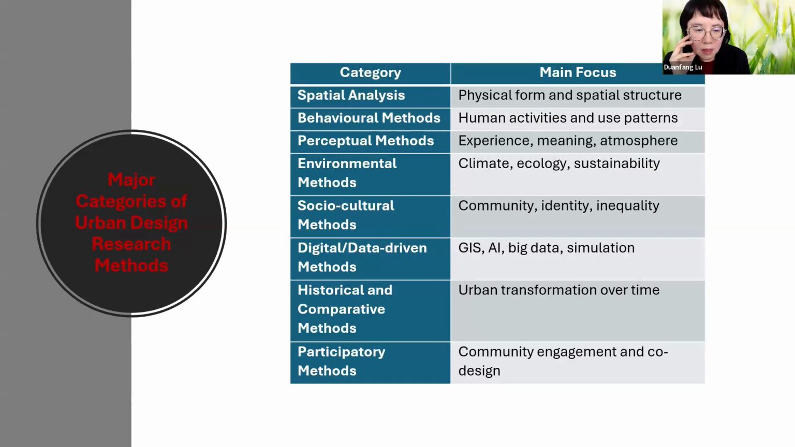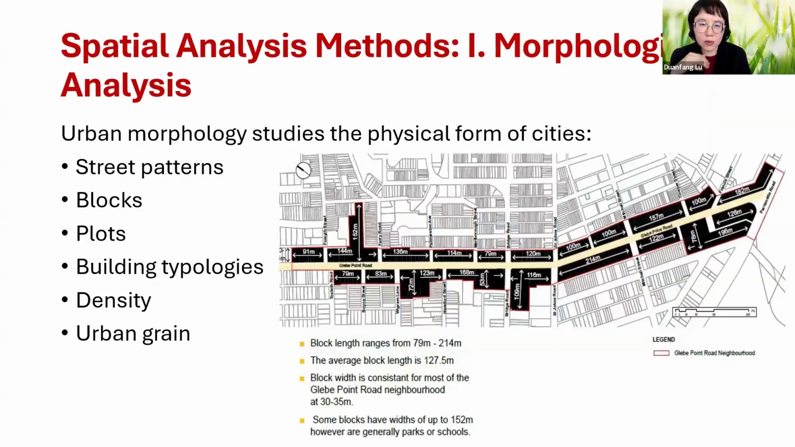So there are a few key methods in urban design research. I list a few here, but obviously there are more methods than what I list here. So let's move to each of these methods. For example, in terms of spatial analysis methods, urban morphology analysis is quite essential for urban design.